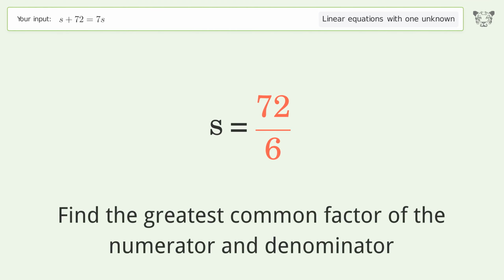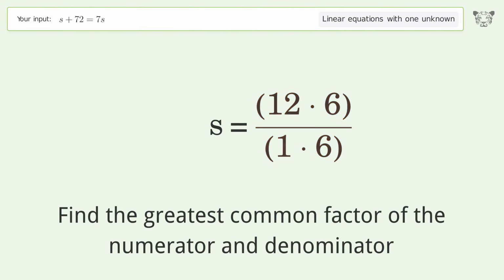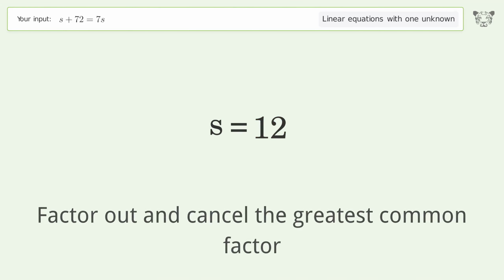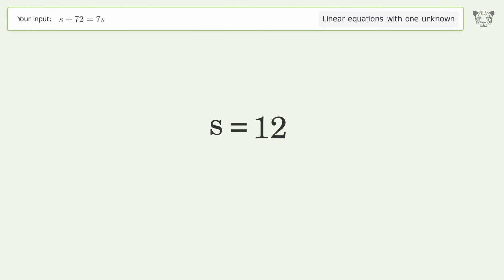Find the greatest common factor of the numerator and denominator. Factor out and cancel the greatest common factor. And so the final result is s equals 12.